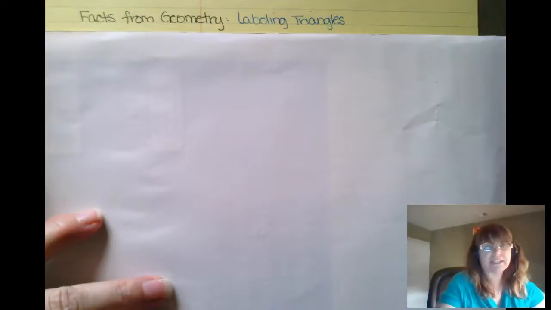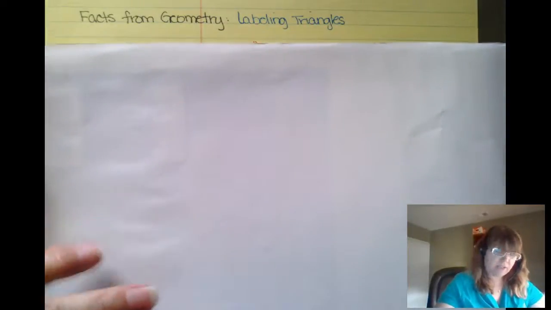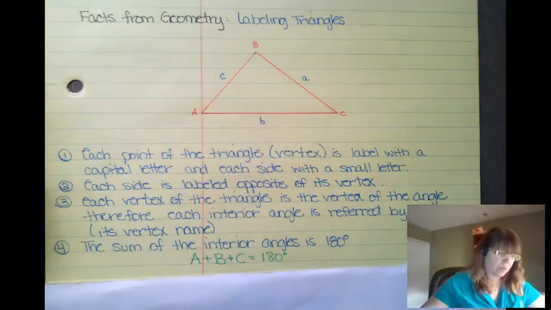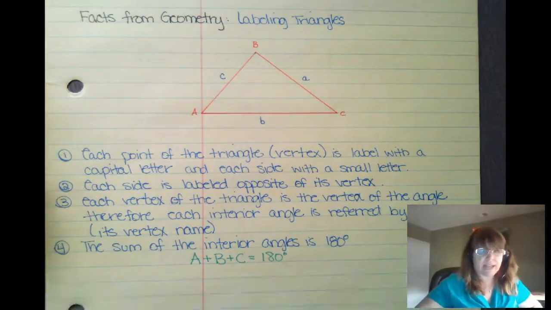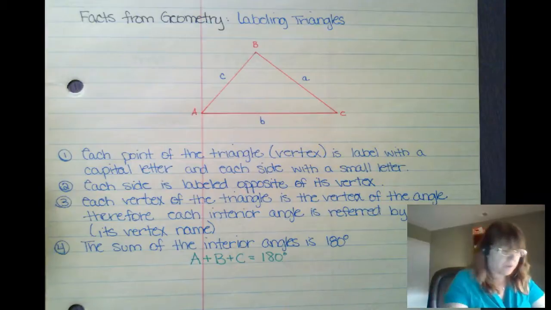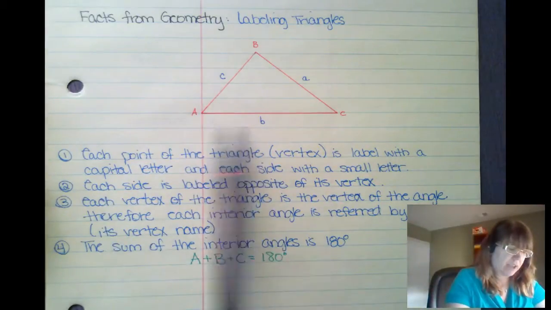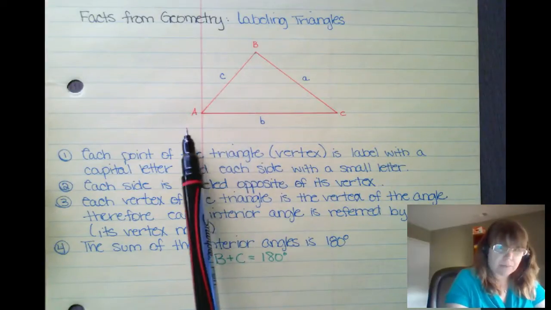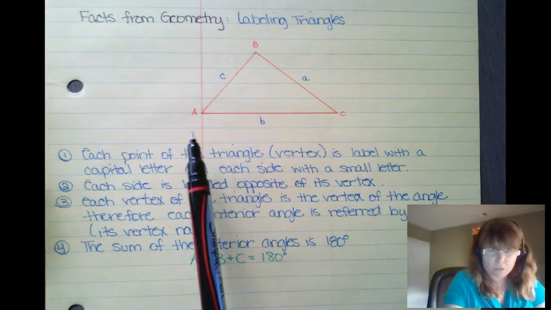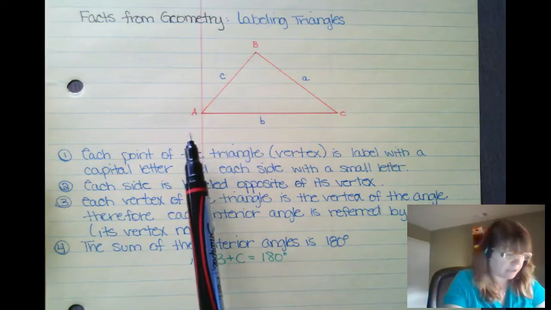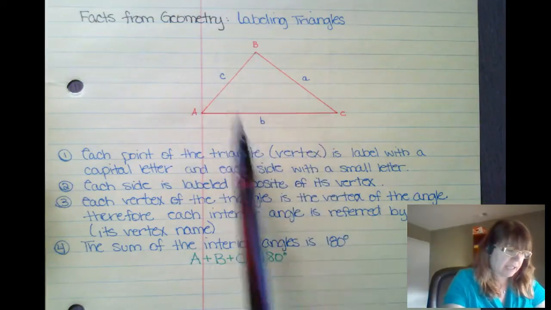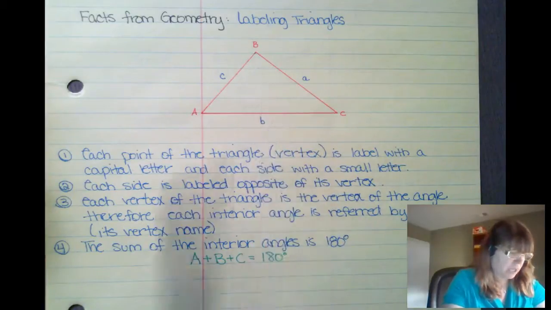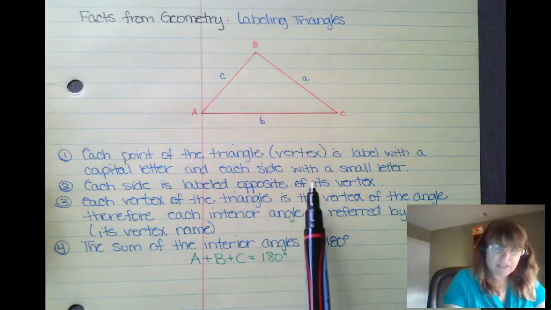Let's change gears just slightly and discuss geometry, specifically labeling triangles. So there is a standard way of labeling triangles. I'm going to run through each of these steps that we have. So the first thing is each point of the triangle is called a vertex, and it's labeled with a capital letter. You can label it anything you want, but it should be labeled as a capital letter. And each side is labeled with a small letter. Each side is labeled opposite of its vertex.